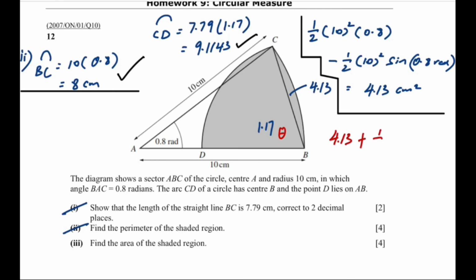So 4.13 plus the sector, which is 1/2 r squared, where 7.79 is the r and theta is 1.17. I forgot a square. The answer is 39.6 cm squared. That's the final answer for the area of the shaded region.